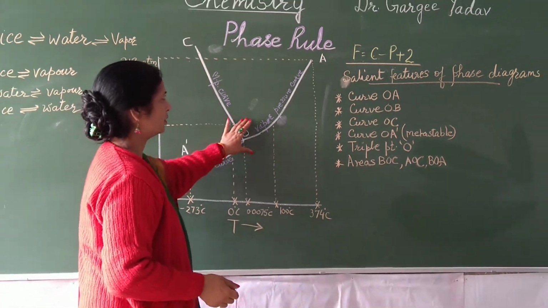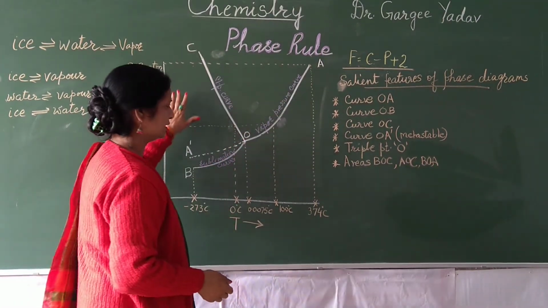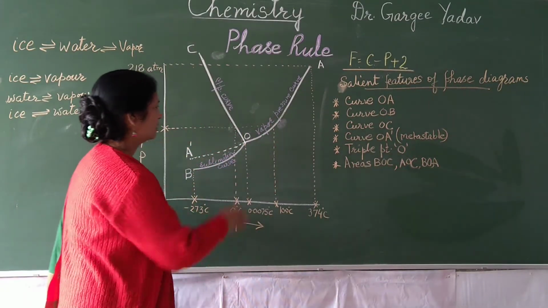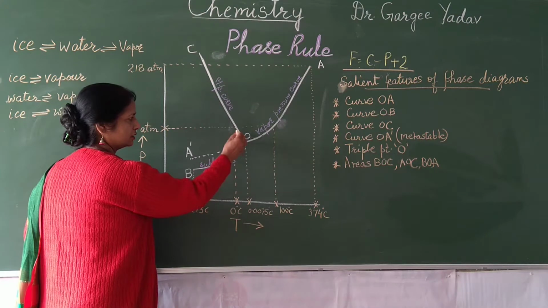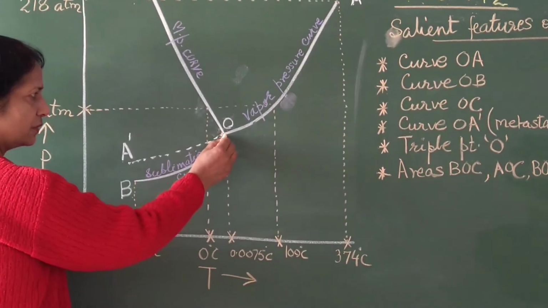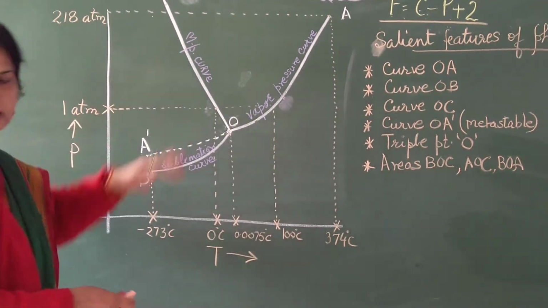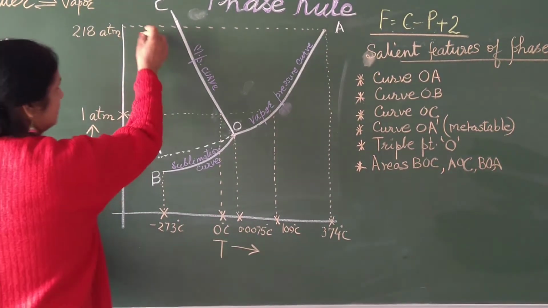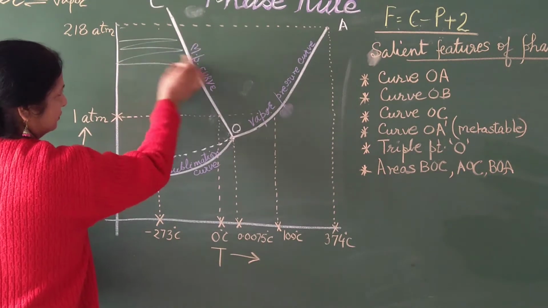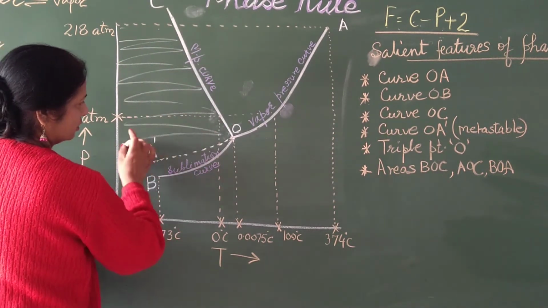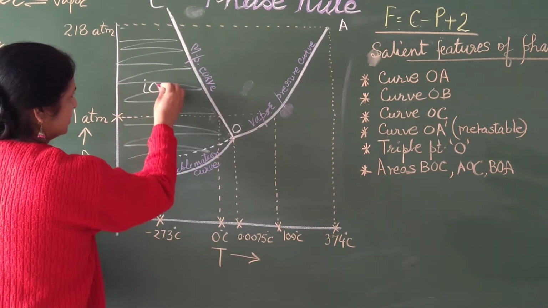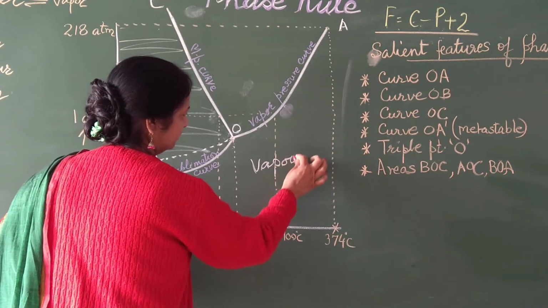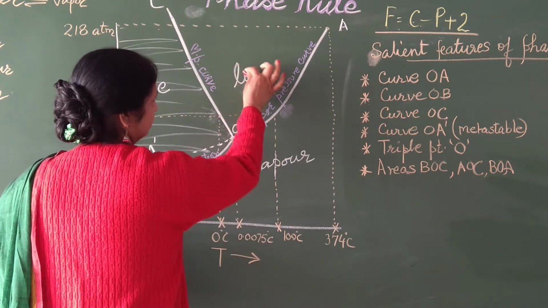Now this curve OA, so these are the salient features of this phase diagram, mainly these curves. One triple point you can see where these three curves are meeting, and we can see these areas. Actually, here we have the solid area, which we can call ice. This is the ice area, this is the vapor area, and this is the liquid area.